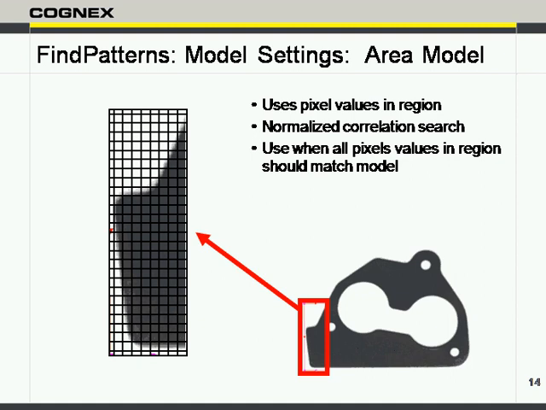The model area. Here we're looking at the area model versus the edge. Area model, we're learning both all the dark pixels and the light pixels. In this, we're learning the entire area here, which would also include any of the defects in the conveyor belt that it was sitting on.